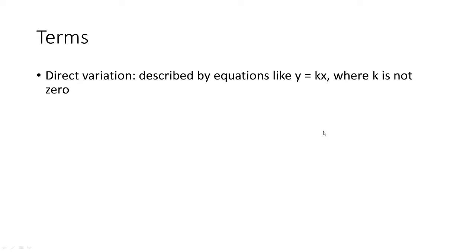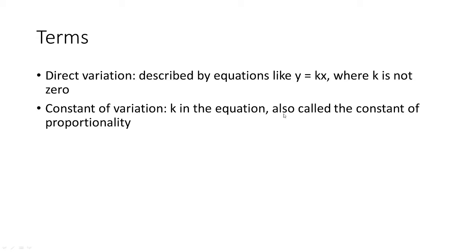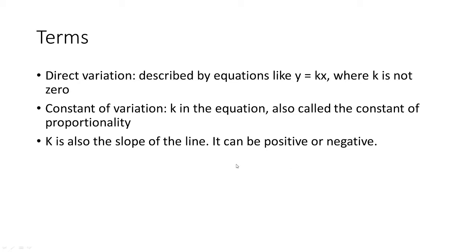Let's begin with terms. First of all, what is direct variation? Well, direct variation is generally when one variable changes directly with another variable. One goes up, the other one goes up, or one goes up and the other one goes down. The constant of variation is the k that you see in the equation up here, y equals kx. It's also called a constant of proportionality, and if you graph the line, it will be the slope of the line. It tells you how much one variable increases as the other increases, or one variable increases as the other decreases. It can be positive or negative.